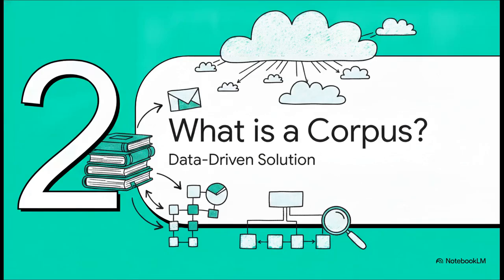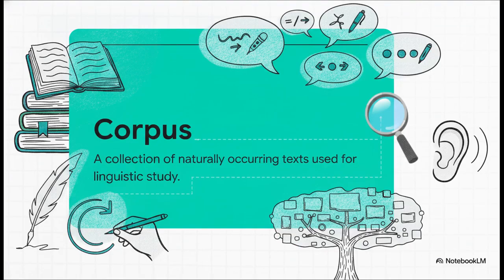And that brings us right to Section 2. What is a corpus? The data-driven solution. All right, so by definition, a corpus is a collection of naturally occurring texts used for linguistic study. The absolutely crucial phrase there is naturally occurring. We're not talking about some dusty textbook filled with invented grammar rules. No, a corpus represents what real speakers and writers actually experience in a specific domain.